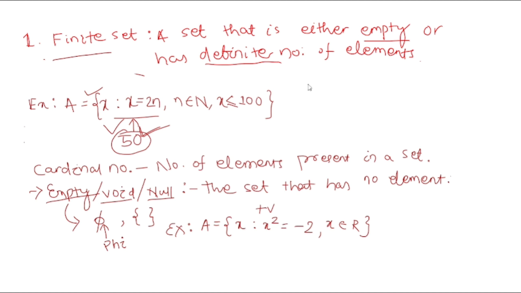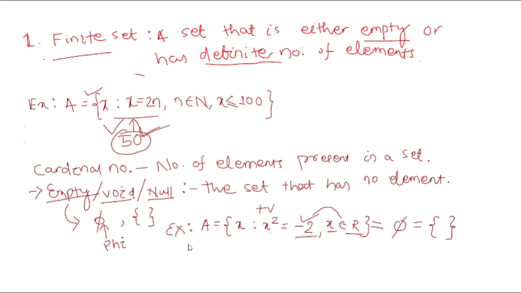But here we are given x square is equal to minus 2. So there are no elements in this set such that its square is minus 2, because we know that every real number has square greater than or equal to 0. So we can write it as A equal to phi, or like this, putting two brackets.